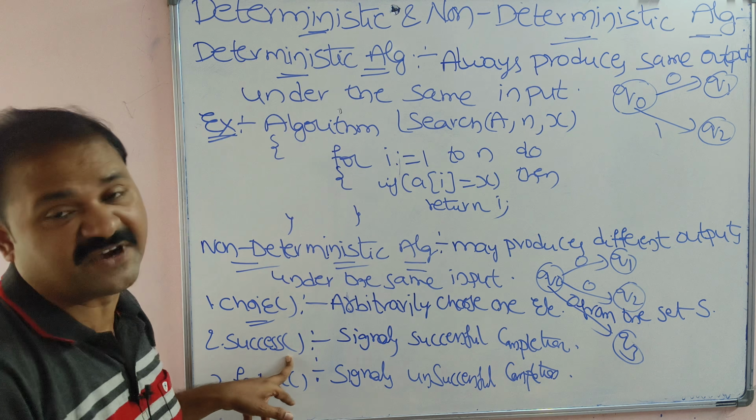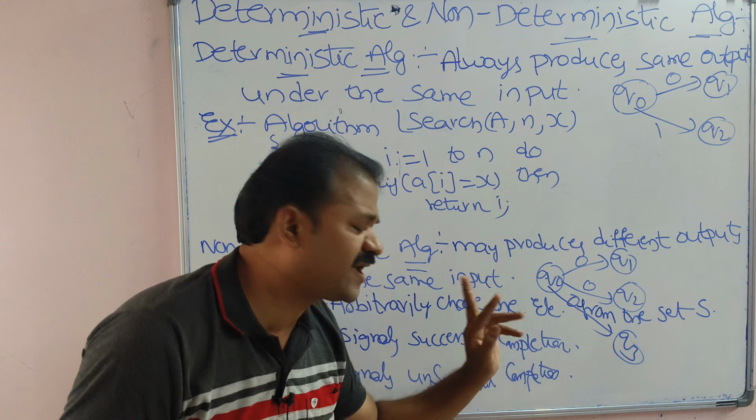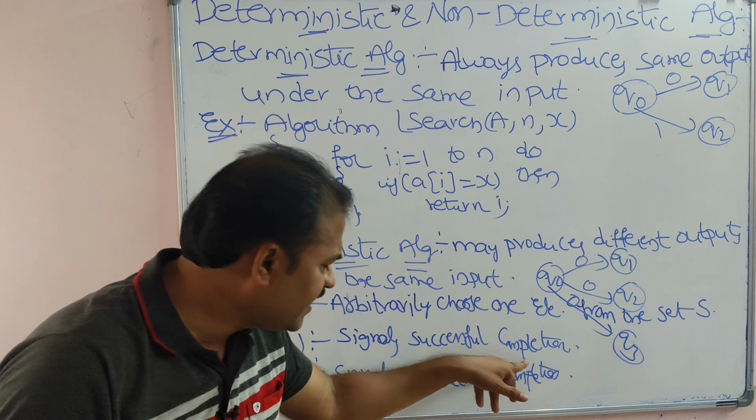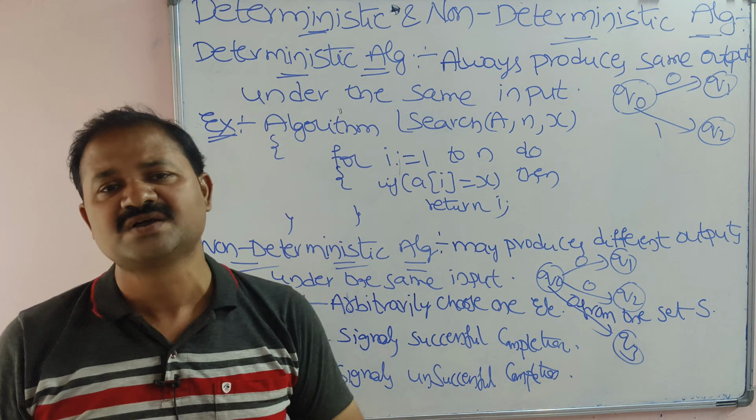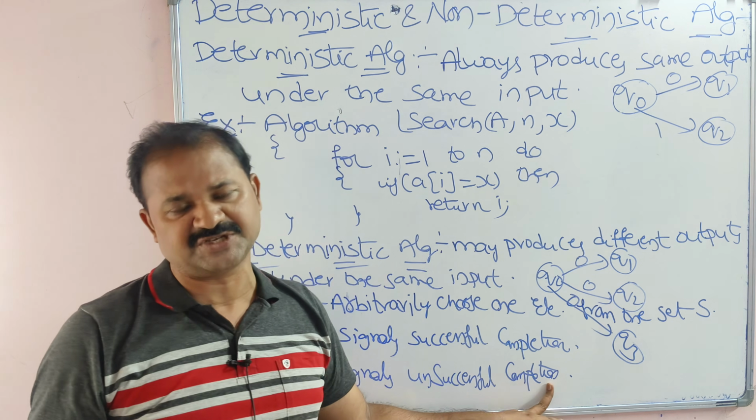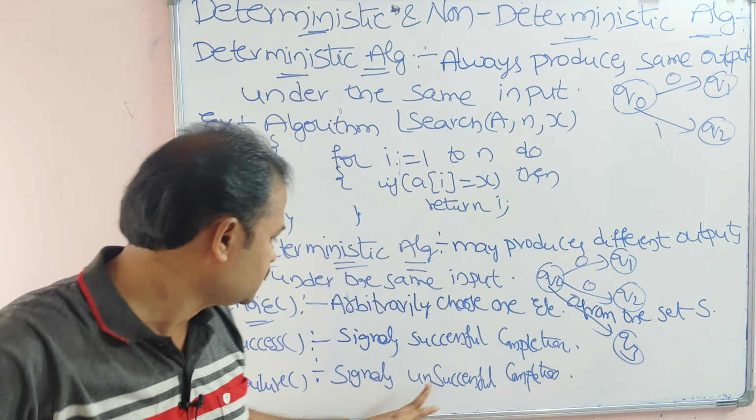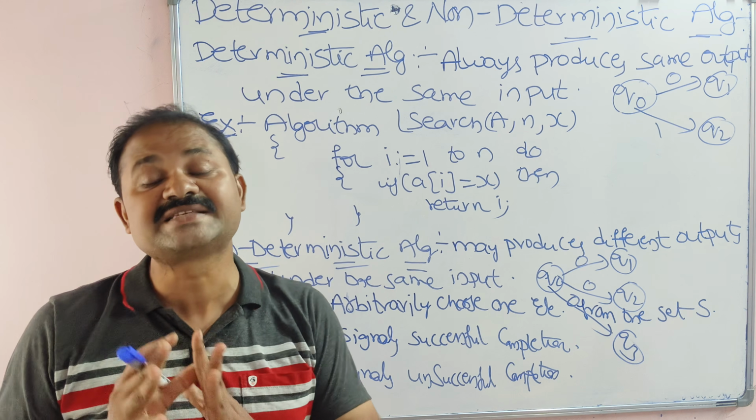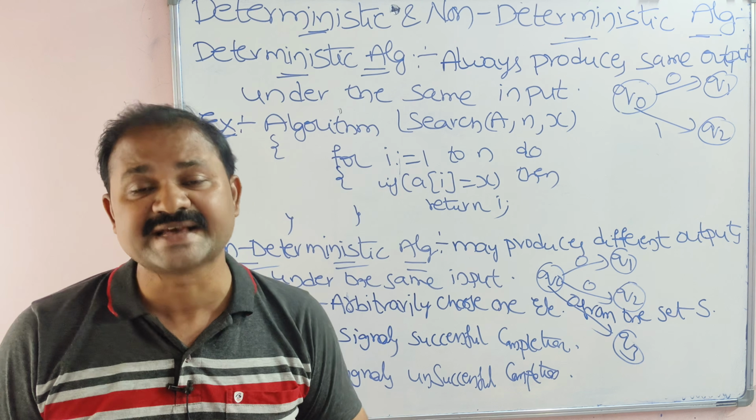The next method is the success function. The success function always signals successful completion. It is used when the algorithm is successfully completed. Next, the failure function is for unsuccessful completion. If the algorithm is unsuccessful, then we use failure. So failure means the algorithm is unsuccessful, whereas success means the corresponding algorithm is successful.